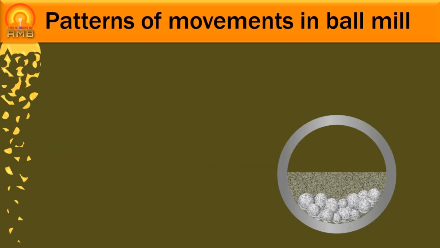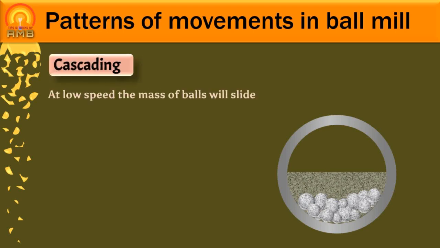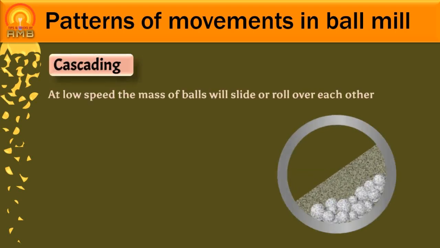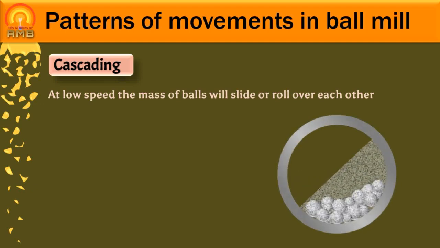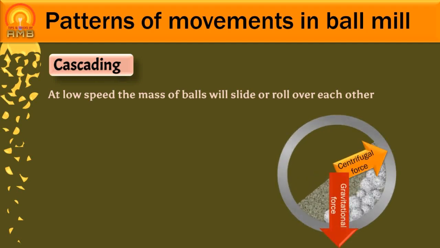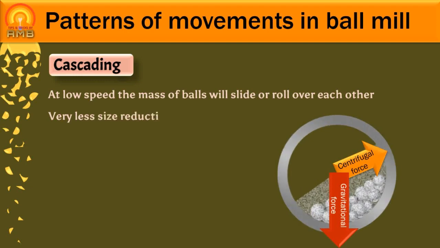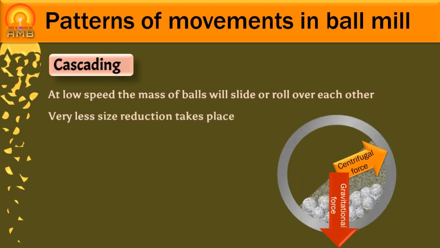So let's have a look at these patterns. First we will see the pattern when speed is slow. At low speed, the mass of balls will slide or roll over each other. This movement is called cascading. At this speed, gravitational force is greater than centrifugal force. Hence, balls travel some distance and again roll back. Very little size reduction takes place in this movement by attrition mechanism.